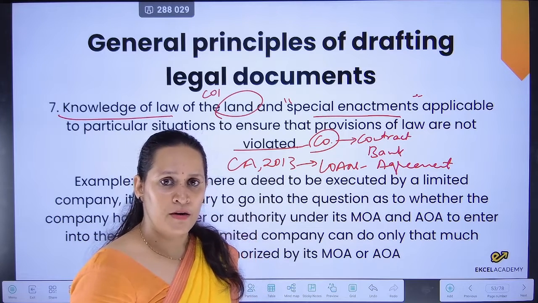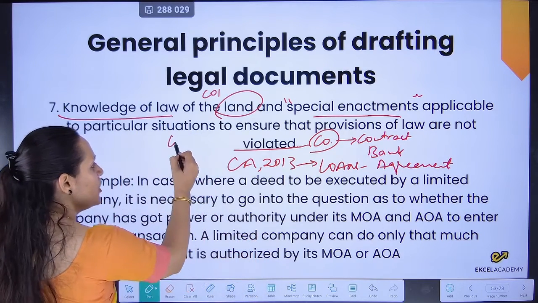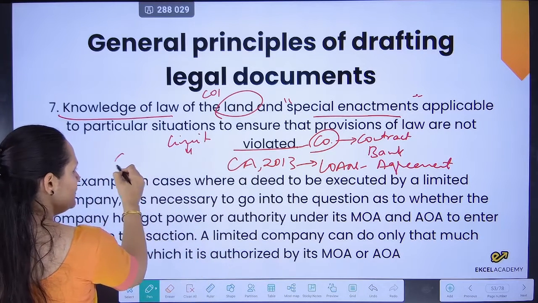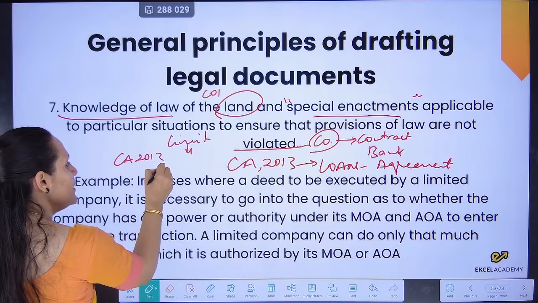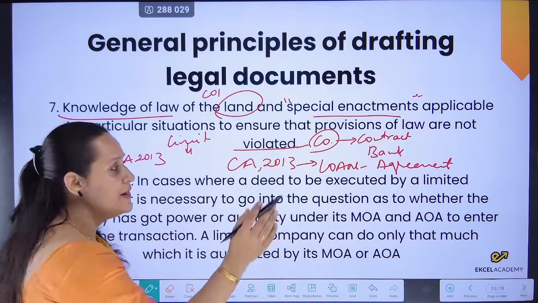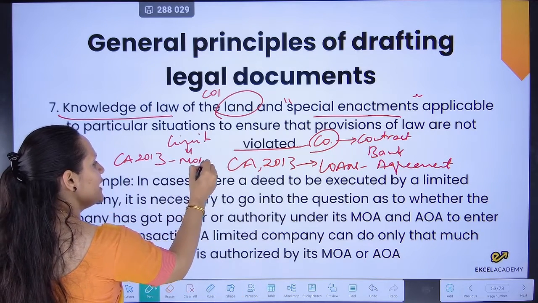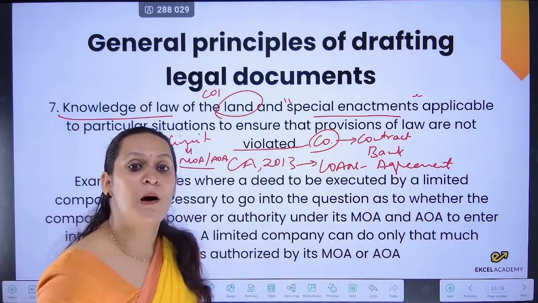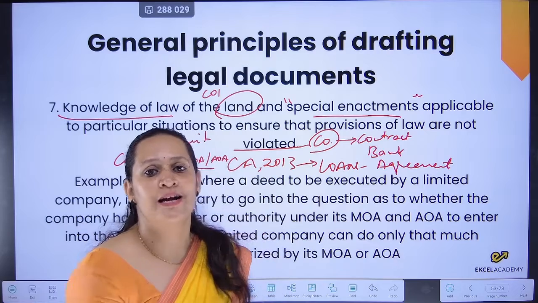If it is permitted, then we should see what is the limit for which it is permitted, for which we have to see special enactments. That is, first we should see the Companies Act. If taking a loan is allowed in the Companies Act, then we have to see the Memorandum of Association and Articles of Association of the company to identify whether that particular company is permitted under their provisions to take a loan or not.